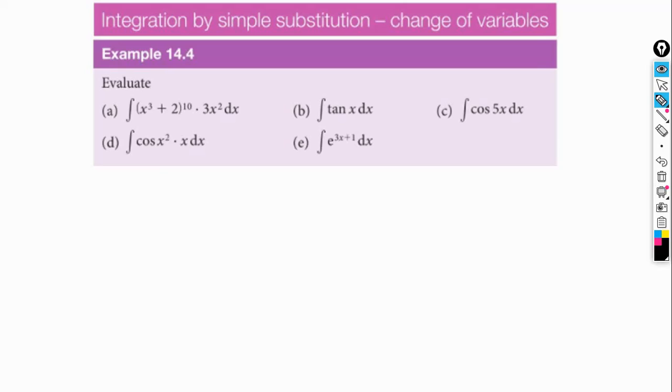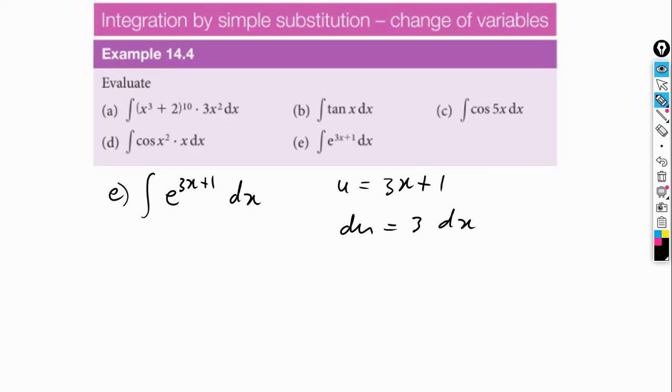Okay, and finally we have example E, which is the integral of e, or Euler's number, to the power of 3x plus 1 dx. So in this case, substitute for the exponent. So u would equal 3x plus 1, and then du would be 3 dx. In other words, 1/3 du equals dx. So now we're ready to substitute.